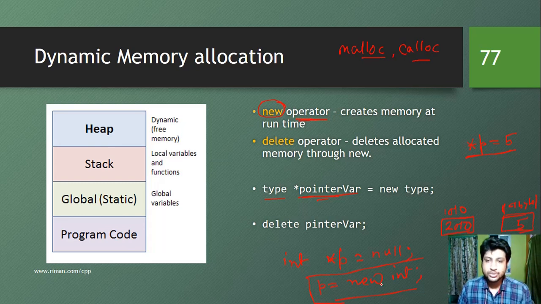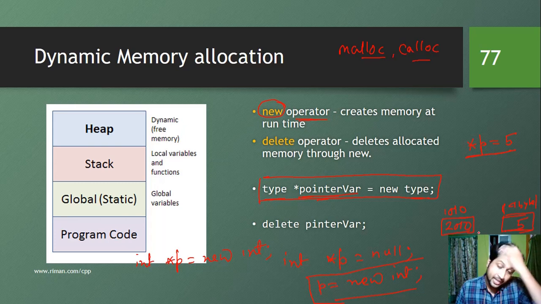So these two statements can be combined into a single statement like this. These two statements can be written as int star p is equal to new int. That means p can be a location that can store an integer value. That means this is a location of 4 bytes that can store an integer value, and p is pointing to that particular location. We have not assigned any variable to this location because it is a runtime memory allocation.